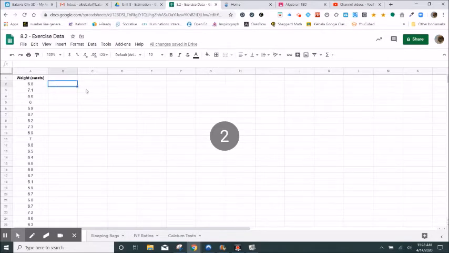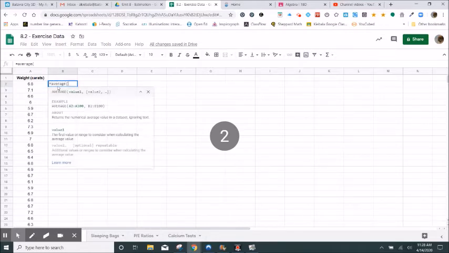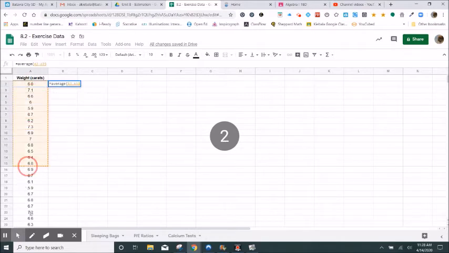All right, so if you open up the Google Sheet, I have the weight and carats here. We need to find first the sample mean, so equals average, and we're going to do all of these.